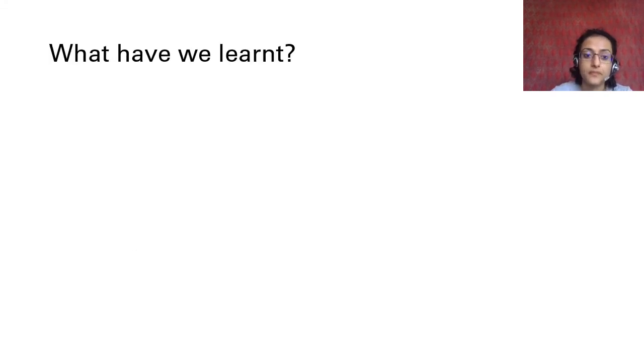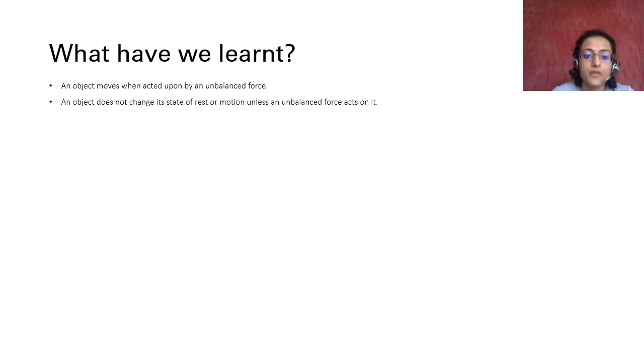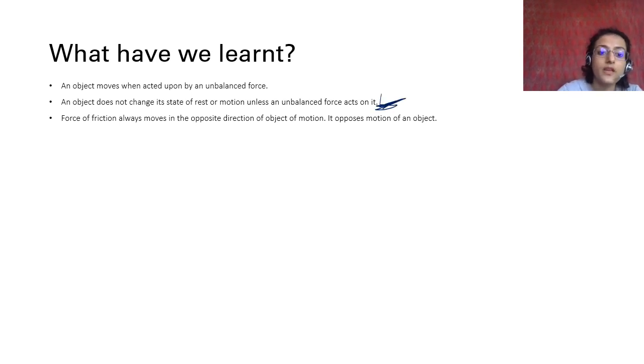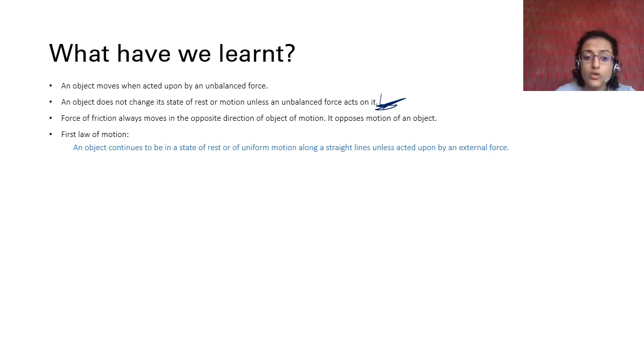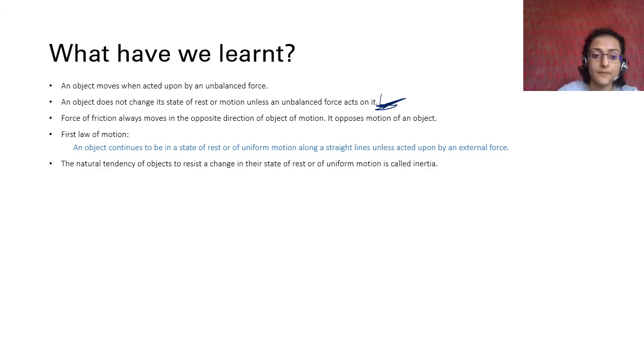Okay. So what have we learned? We have learned that an object moves when acted upon by an unbalanced force. An object does not change its state of rest or motion unless an unbalanced force acts on it. This is the first law of motion. Force of friction always acts in the opposite direction of the object's motion. It opposes the motion of the object. This is the first law of motion. An object continues to be in a state of rest or of uniform motion along a straight line unless acted upon by an external force. This is what we did in the question. अभी पिछले questions में देखा था.